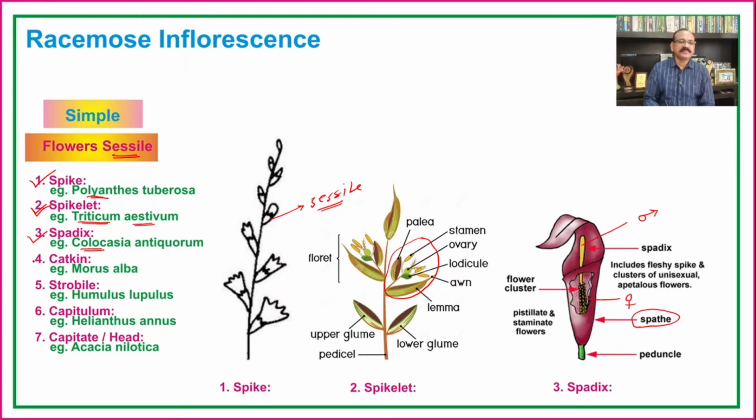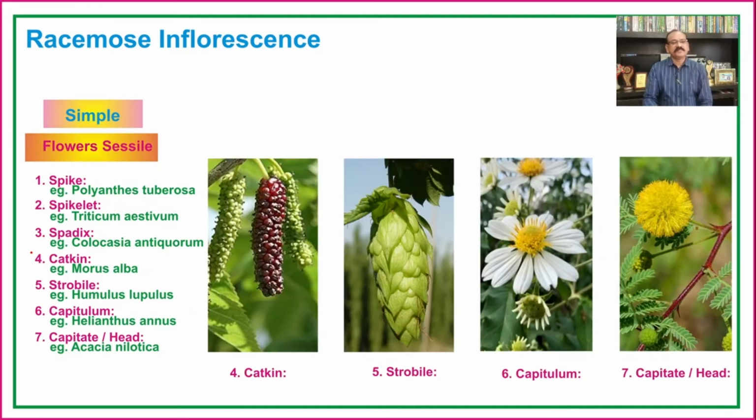The fourth type, that is catkin. In the catkin type of inflorescence, there is a development of unisexual flowers. Means on this inflorescence, either there is a development of male flowers or female flowers. And these flowers are apetalous, means the petals are found to be absent.